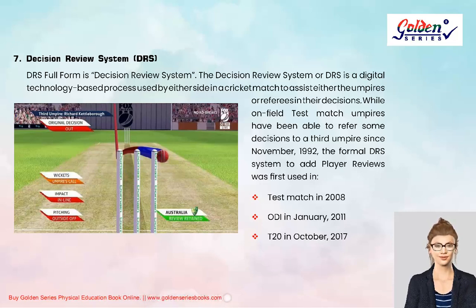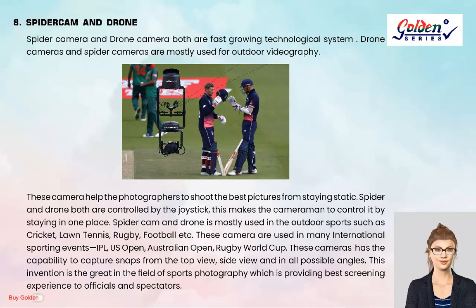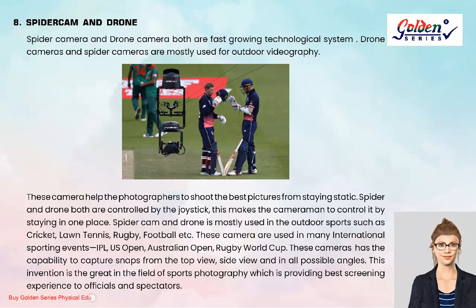While on-field Test match umpires have been able to refer some decisions to a third umpire since November 1992, the formal DRS system of at-play reviews was first used in Test matches in 2008, ODIs in January 2011, and T20s in October 2017.